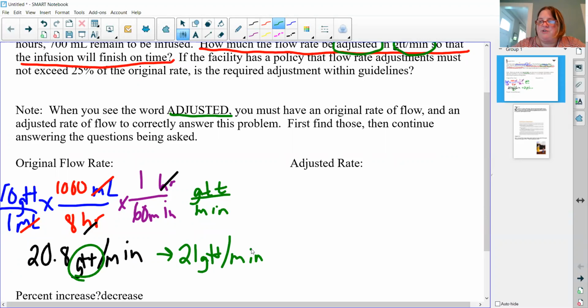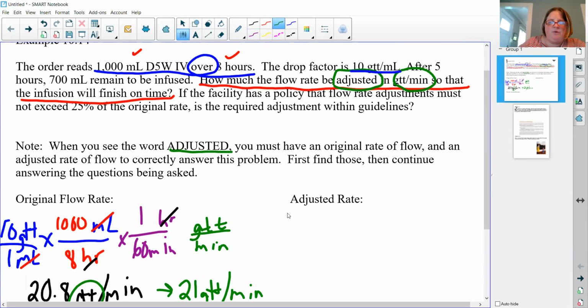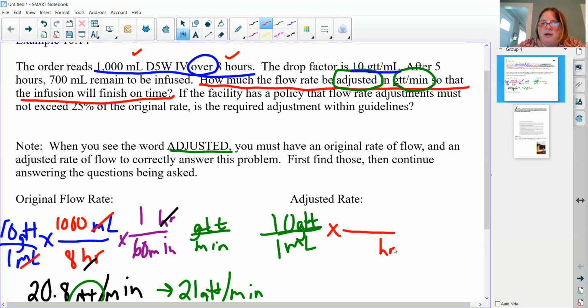So what would the adjusted rate be? Well, what do we need to know? We need to know the drops per milliliter. So drop factor is never going to change. So the drop factor is still 10 drops per milliliter because you didn't change the tubing. You just changed the amount that's in there. And it says after 5 hours. So now this hour down here is not 5 hours because after 5 hours, there's 8 hours. So this would be 8 minus 5. So this would be 3 hours.